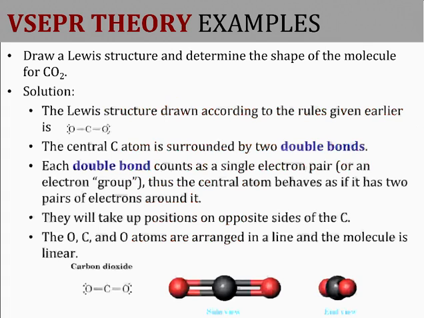All right, and then here is another solution slide, so it goes over the same thing we already talked about. A couple things to remember. The central carbon atom is surrounded by 2 double bonds. Remember that each double bond counts as a single electron pair or an electron group. So we're going to treat those double bonds almost as single bonds when we're trying to determine the electron geometry.